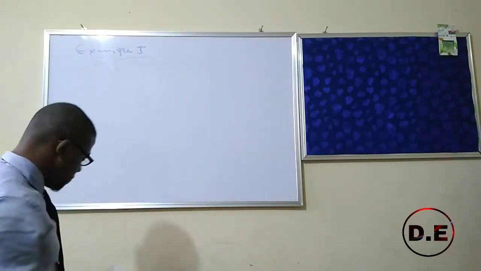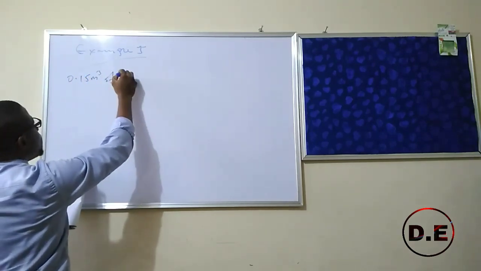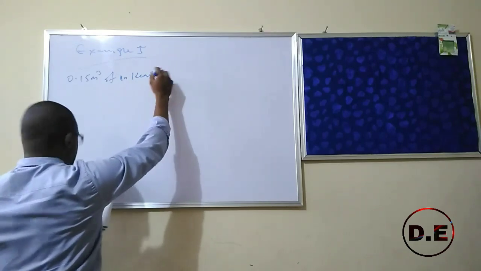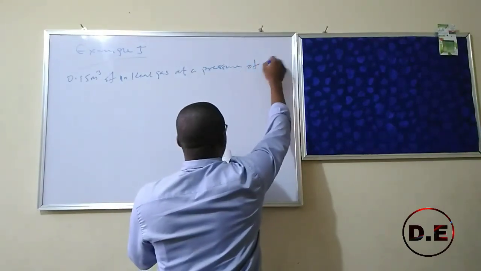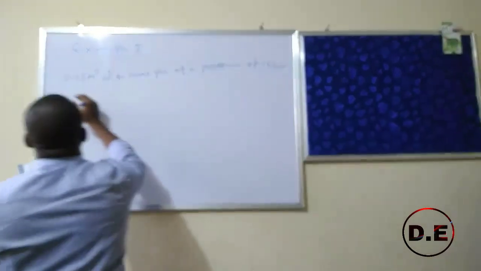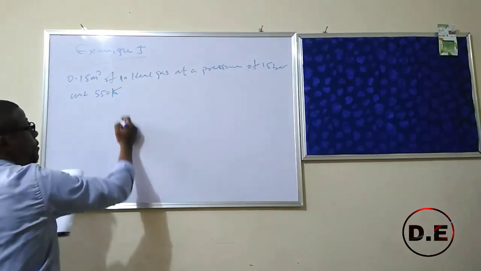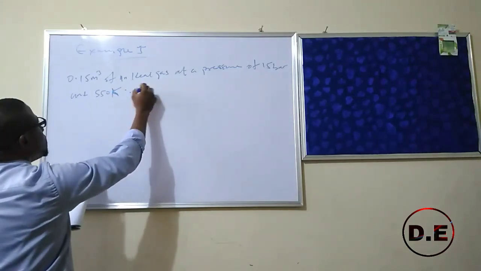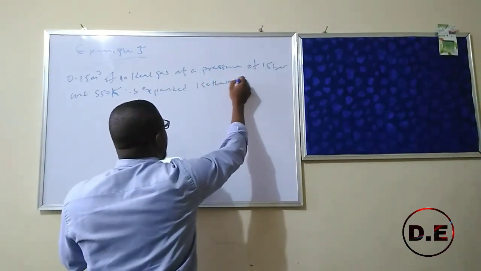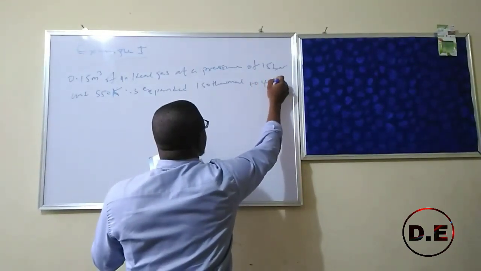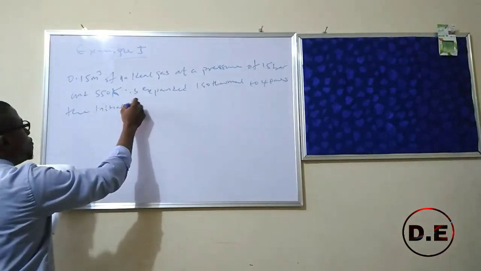For a polytropic process. We have 0.15 meter cube of an ideal gas at a pressure of 15 bar and 550 Kelvin, capital K for Kelvin, is expanded isothermally to 4 times the initial volume.